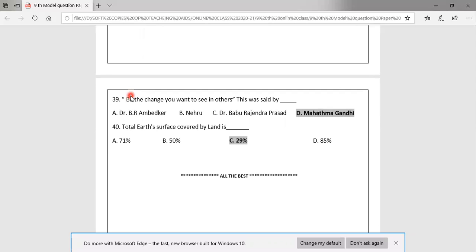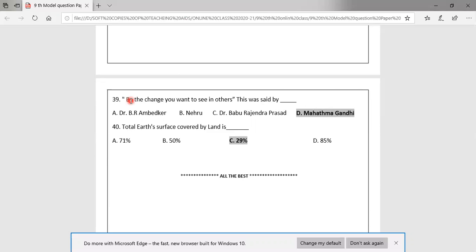29th question is, be the change you want to see in others. This was said by dash. Option A, Dr. B. R. Ambedkar. Option B, Nehru. Option C, Dr. Babu Rajendra Prasad. Option D, Mahatma Gandhi. Mahatma Gandhi is the right answer.